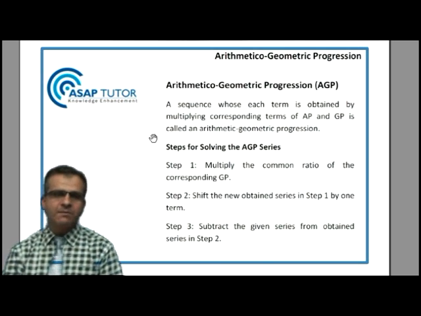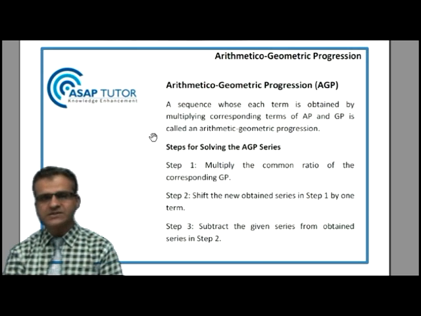Now the next topic is arithmetico-geometric progressions. These are progressions which consist of terms where one part is an arithmetic progression and the other part is a geometric progression. Such progressions are known as arithmetico-geometric progressions. A sequence whose term is obtained by multiplying corresponding terms of an AP and a GP is known as an arithmetico-geometric progression, or AGP.